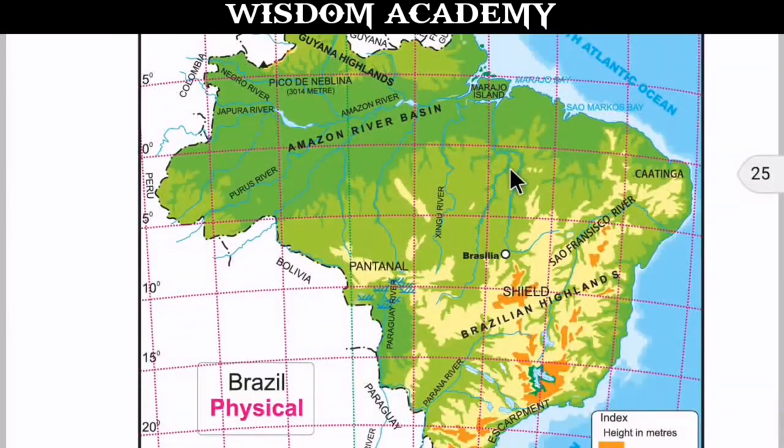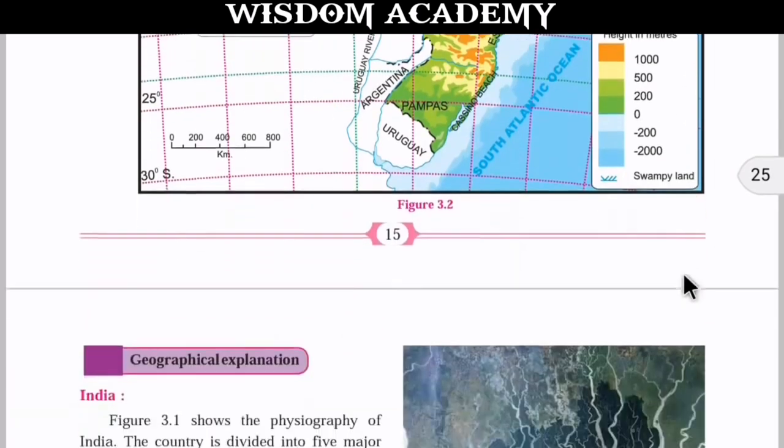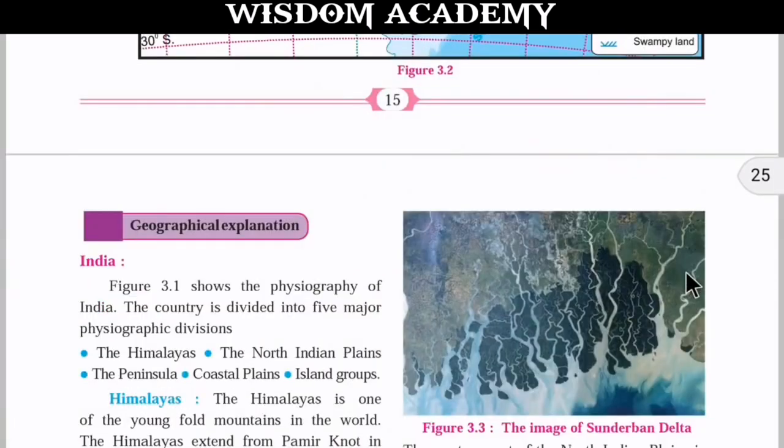So see, as we have seen in India, we are having some regions that have height of more than 8,000 meters. But if you see the physiographic conditions of Brazil, their maximum height is 1,000 meters. So there is no place above 1,000 meters in Brazil. So it is a low lying area. There are no taller mountains in Brazil. There are very low lying hills.